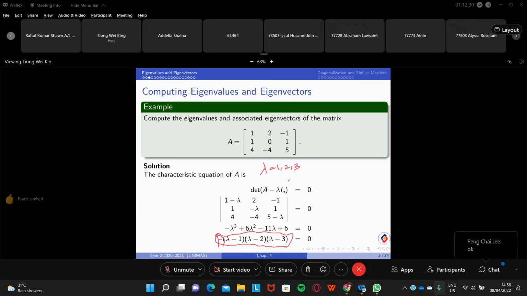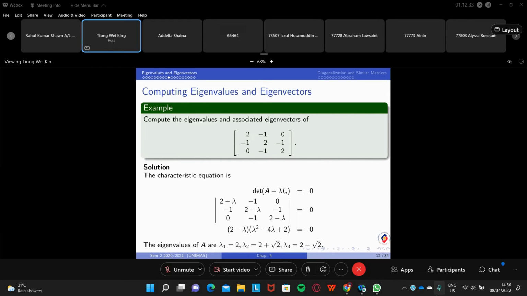Okay, we go to the second example for eigenvalues and eigenvectors. Now this is a little bit complicated because it involves surds, but not complex numbers, just surds. So we are given a new matrix. Find the eigenvalues and eigenvectors. Same thing, the first thing is you need to find the characteristic equation. So this is the formula for the characteristic equation, basically in this form.